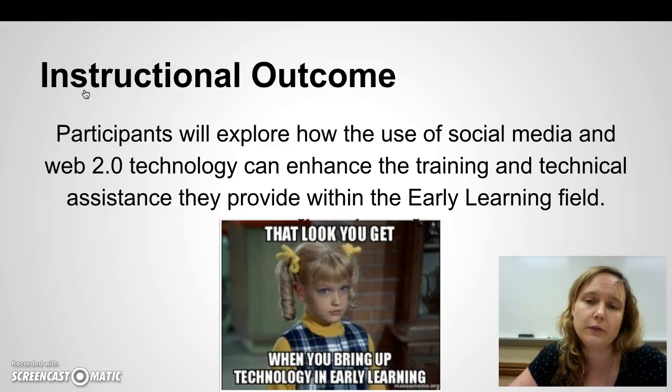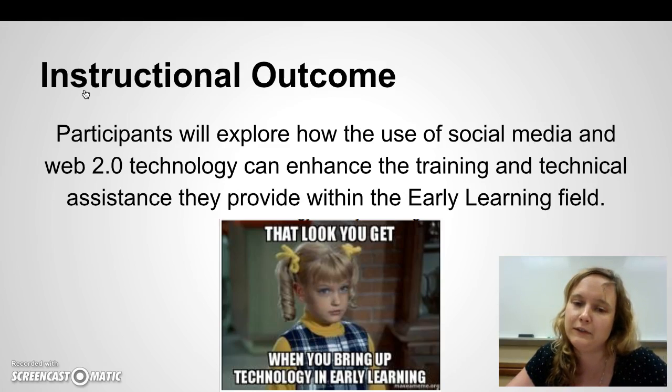The instructional outcome for the overall 5 modules is that participants will explore how the use of social media and Web 2.0 technology can enhance the training and technical assistance they provide within the early learning field.